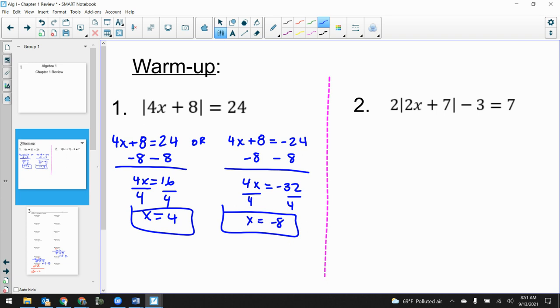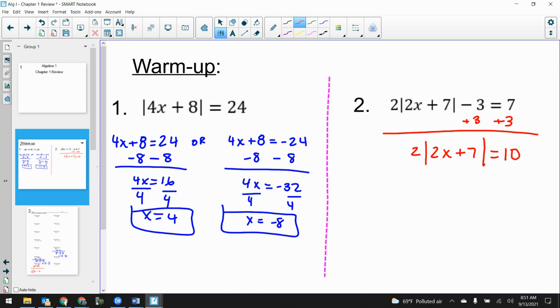I do the exact same thing with number 2. However, I have to start the problem by getting the absolute value completely alone. Like for example here, the first thing I need to do is add the 3. Remember, you do your addition and subtraction first, then your multiplication and division.